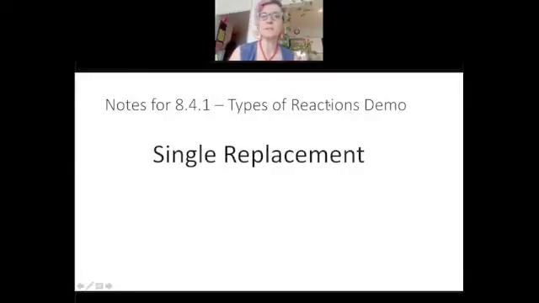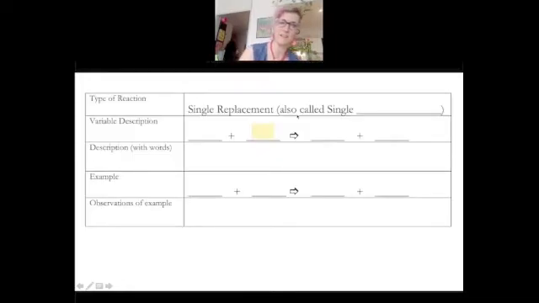All right, students, I am glad that we have had a chance to already get through two of these reactions. We are now going to move on to the single replacement reaction, as you are already probably taking a peek at the next one.